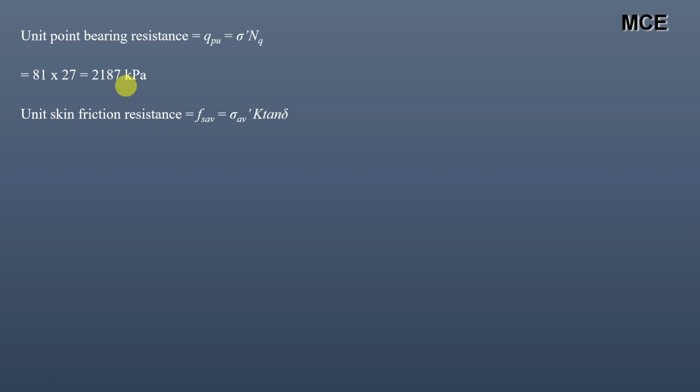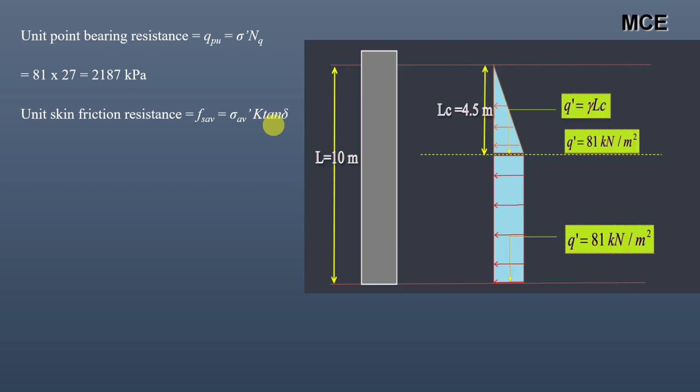Unit skin friction resistance is given as average effective stress multiplied by the lateral earth pressure coefficient into tan delta. You can see this is the effective stress diagram for this pile. Up to the length of 4.5 meter, the effective stress will increase until it achieves the limiting value, which is 81 kilopascal, and from 4.5 meter to 10 meter depth, it will remain constant.